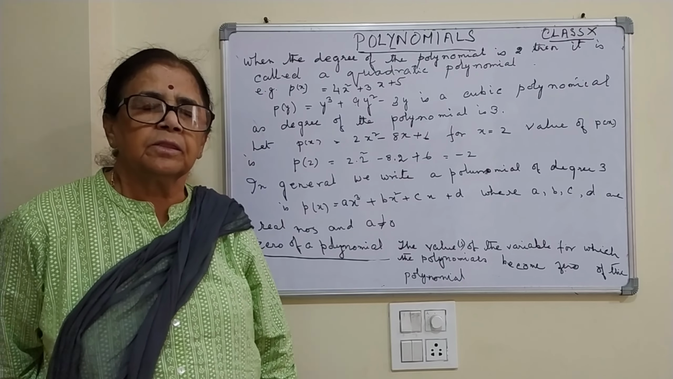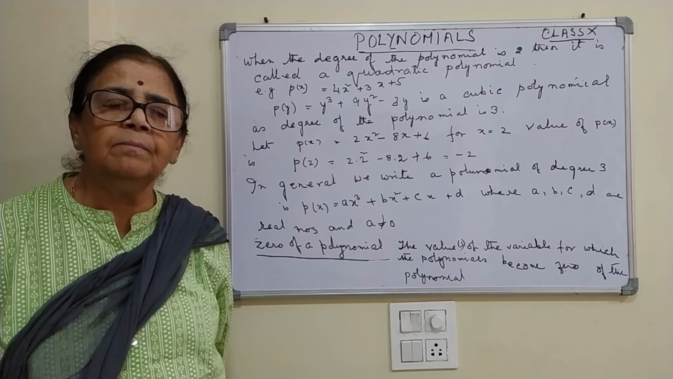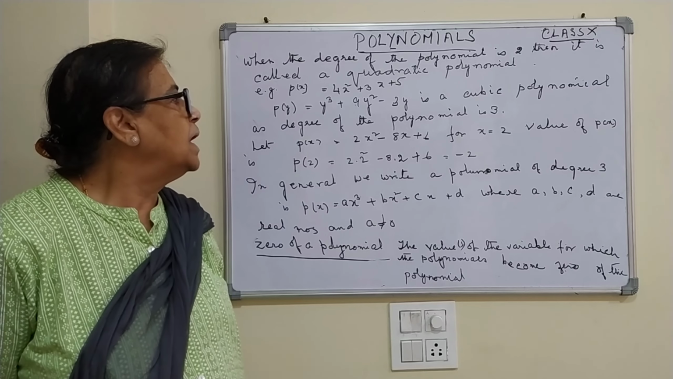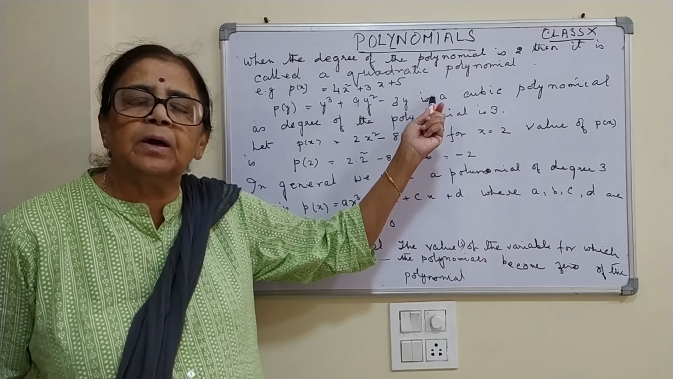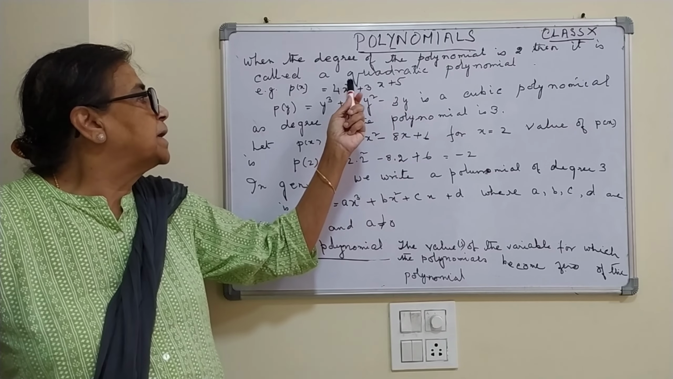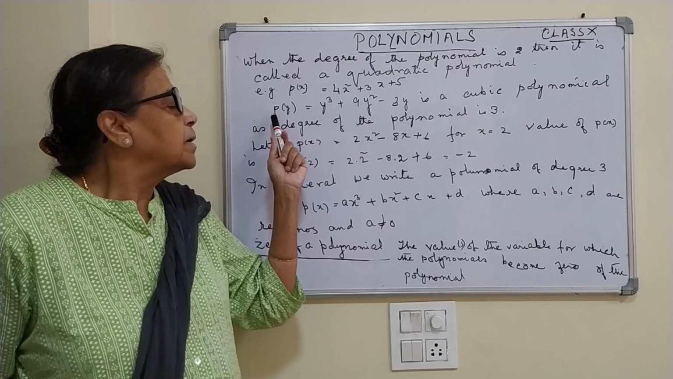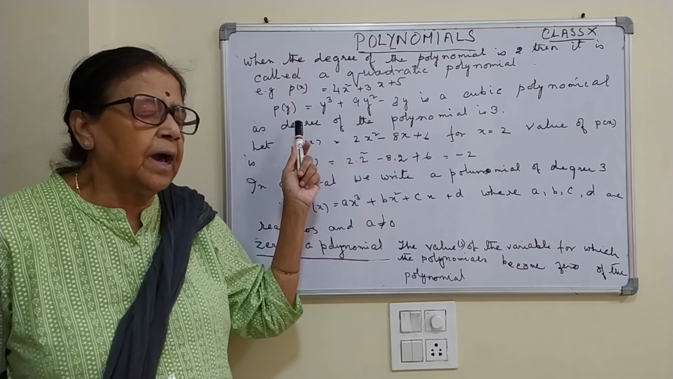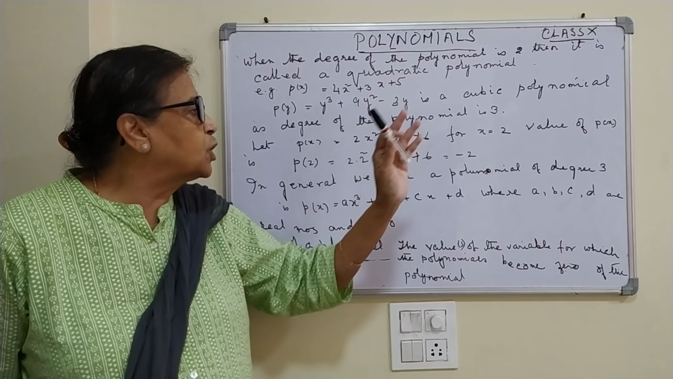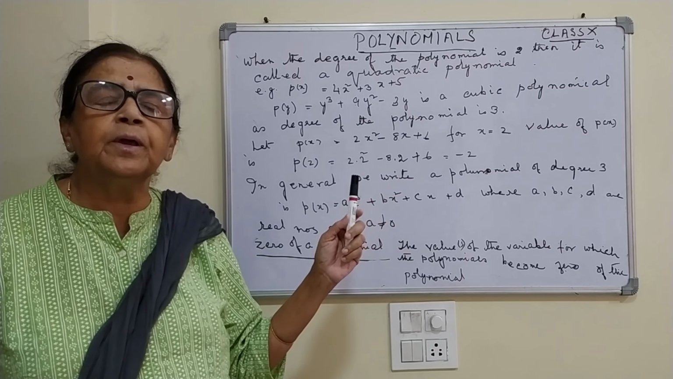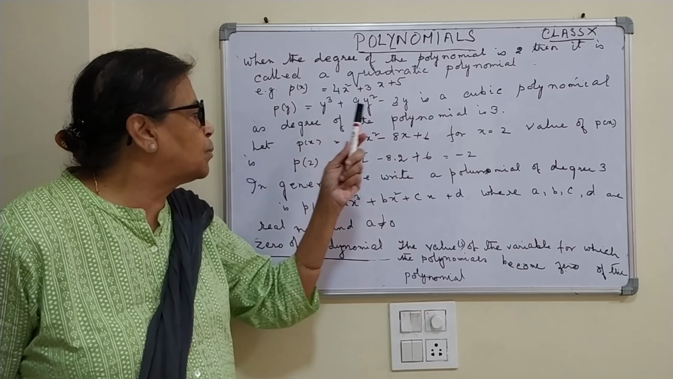When the degree is 2, we say it is a quadratic polynomial. Can you give me an example? That is 4x square minus 3x plus 5. It is a quadratic polynomial because its highest power, its degree, is 2. We have done quadratic equation earlier also. Now, next, p of y, y cube plus 9y square minus 3y is a cubic polynomial. Why is it a cubic polynomial? Because its degree is 3.